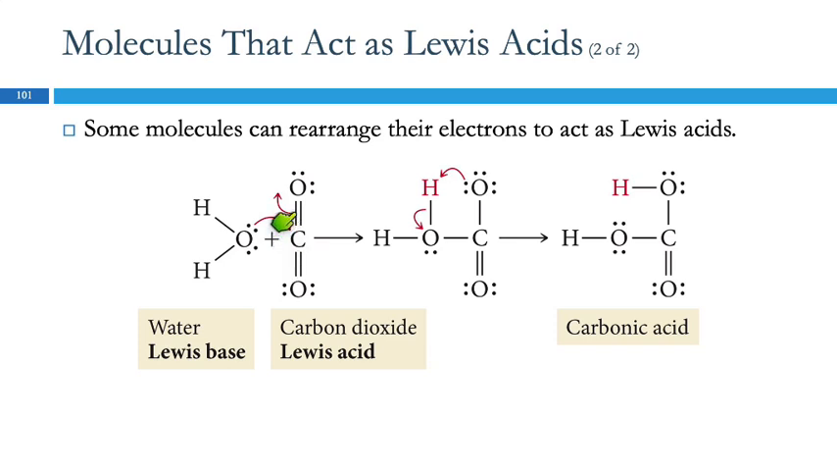But what can happen is we can take the pair of electrons that was making the double bond and make that a lone pair on this oxygen. This oxygen now still has an octet, but the carbon now is deficient, right? And so this lone pair from the oxygen can go to be shared with the carbon. And then this lone pair up here gets shared with hydrogen, and you have this happening, carbonic acid.